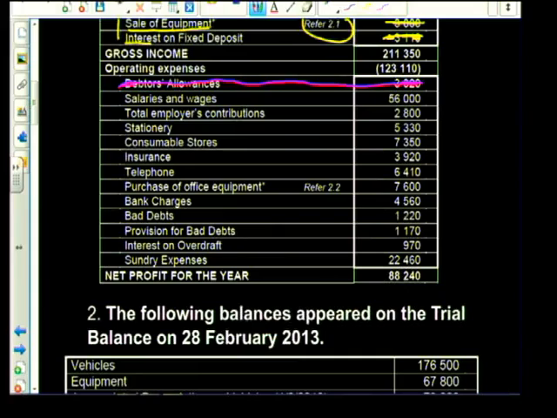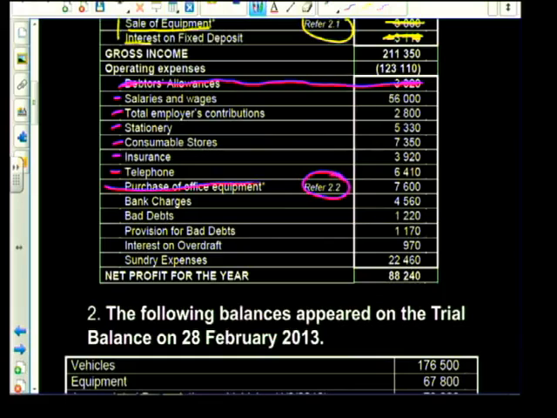Then we've got various other pieces of information. There are salaries and wages of 56,000, total employers' contributions, stationery. Let's just check all of these and see which of these are not expenses. You can see salaries and wages is an expense, employers' contributions is an expense, stationery is an expense, so is consumable stores, so is insurance, so is telephone. The purchase of office equipment is not one, and that's the one which we had to take out.